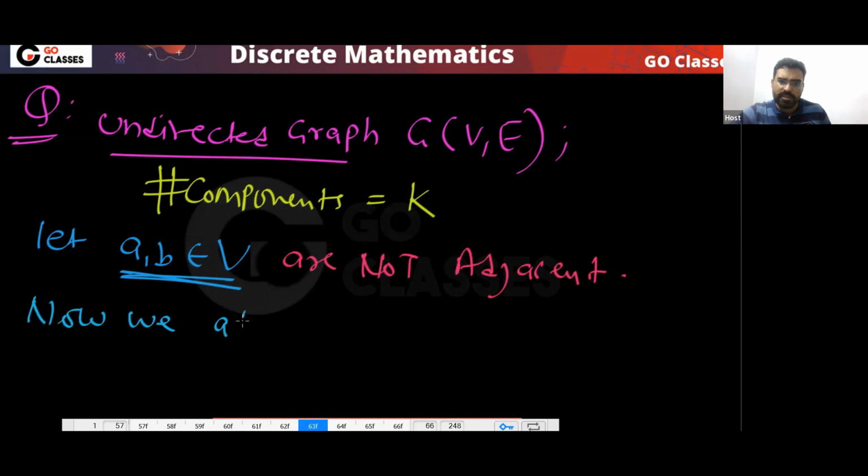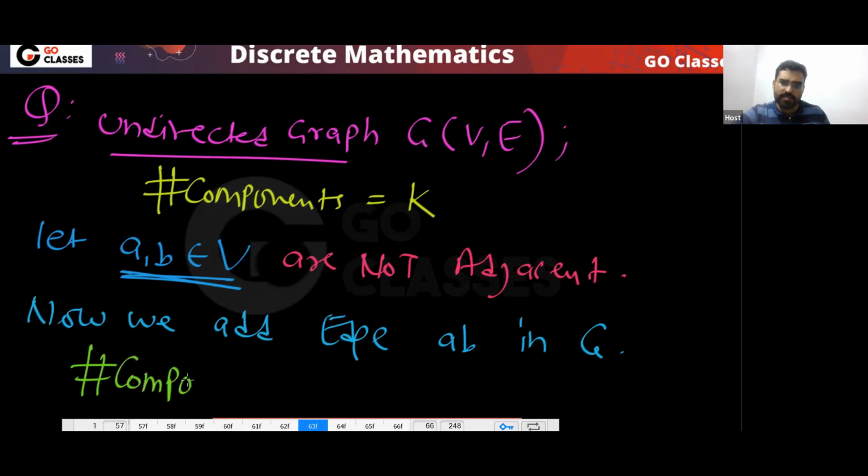Now we add edge AB. This edge AB we add in G. Then tell me what will be the number of components. What can you say about the number of components?